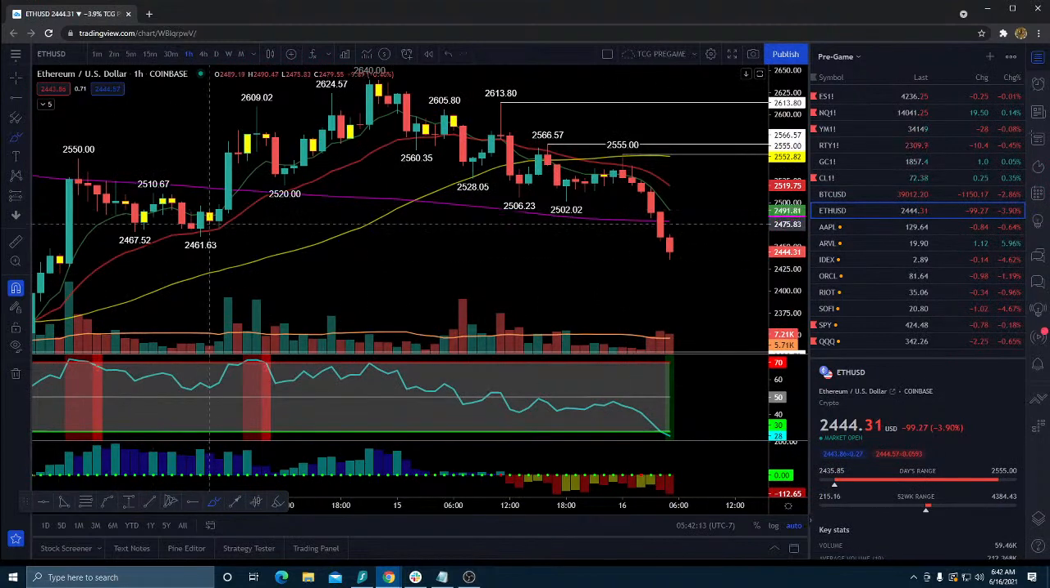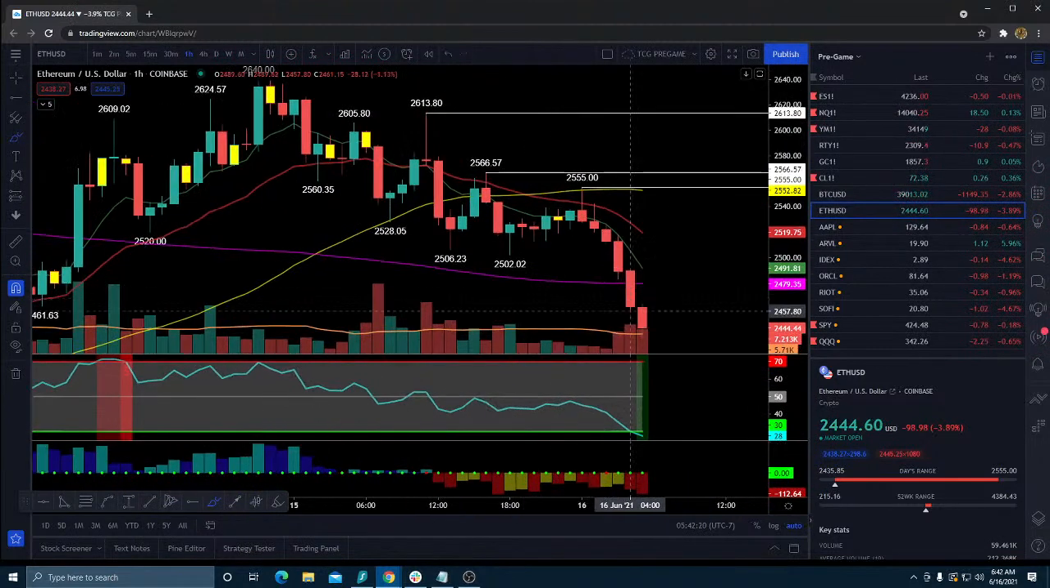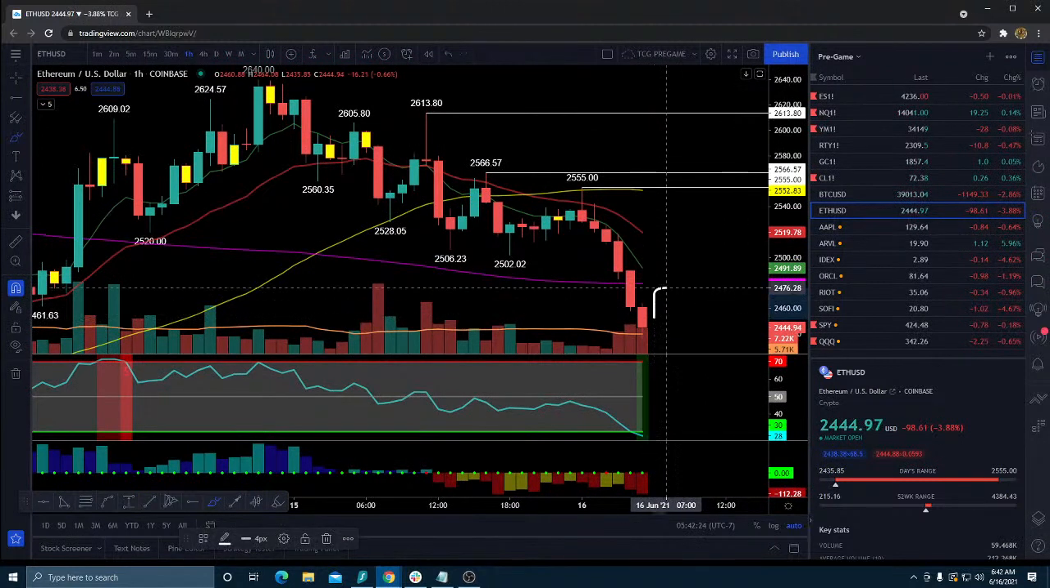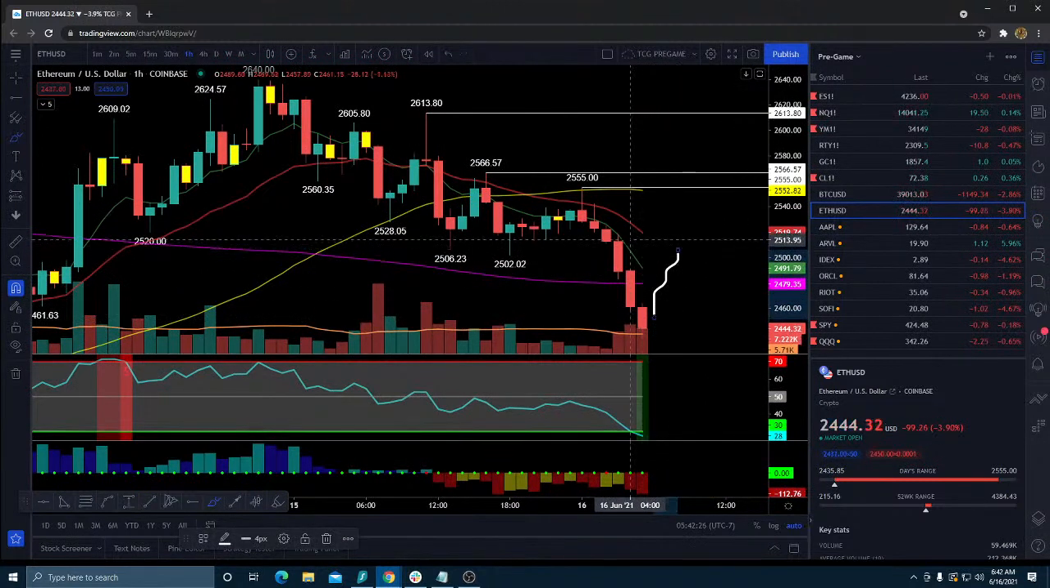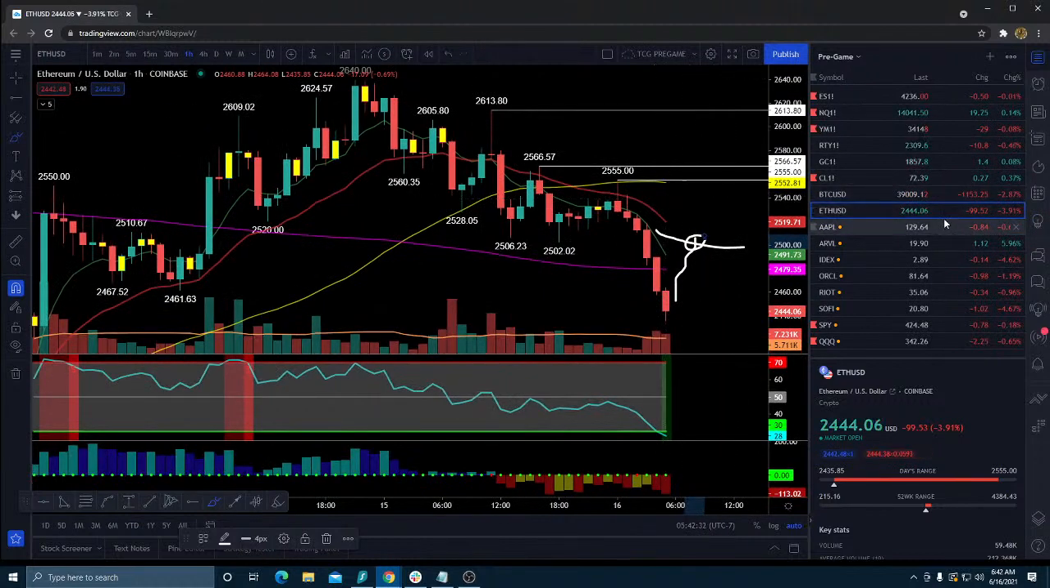So we have support. We're losing the support on Ethereum. It's weaker than Bitcoin. Your next support is down at 2330.72, 2309.67, resistance 2555, 2566.57. If you don't have a position, I'd wait for a pop on the hourly into a downtrending EMA and enter short. In my opinion, this is only short setups right now on crypto.